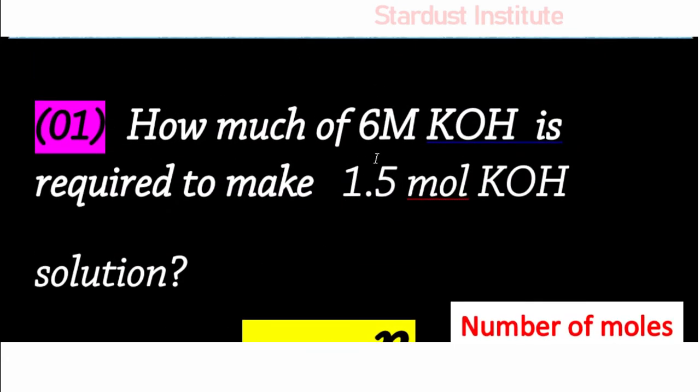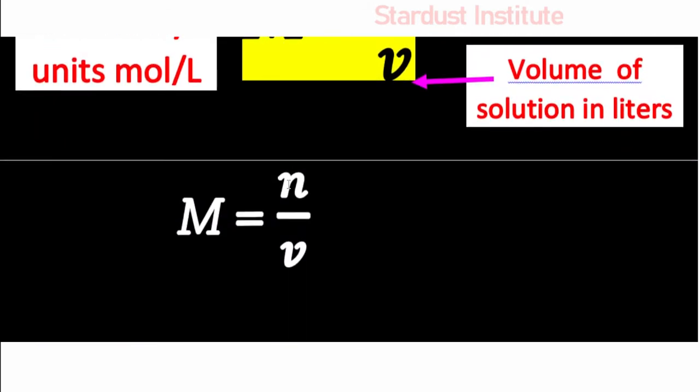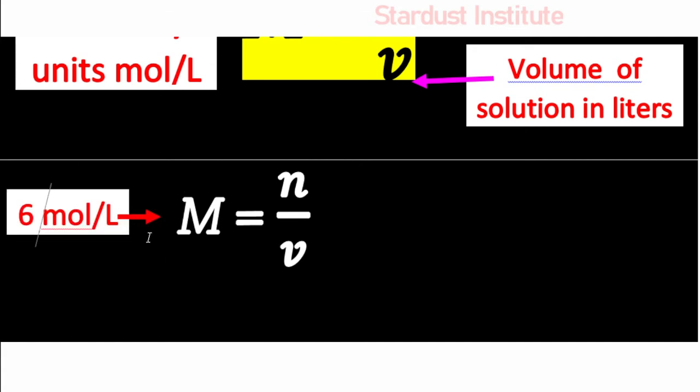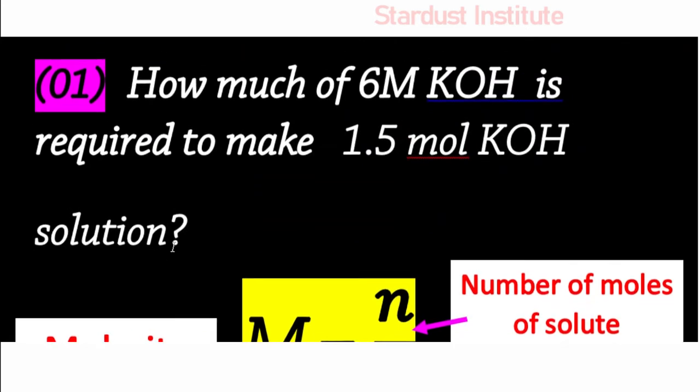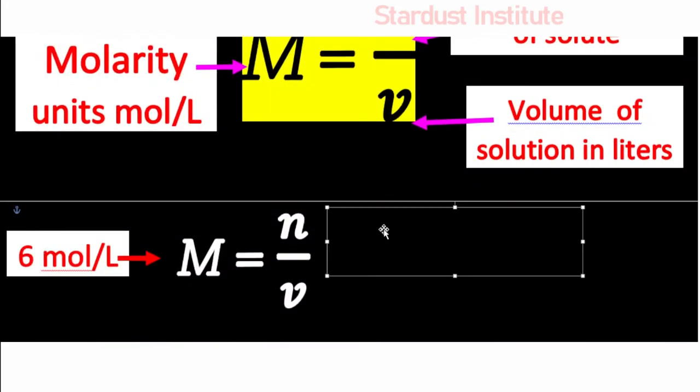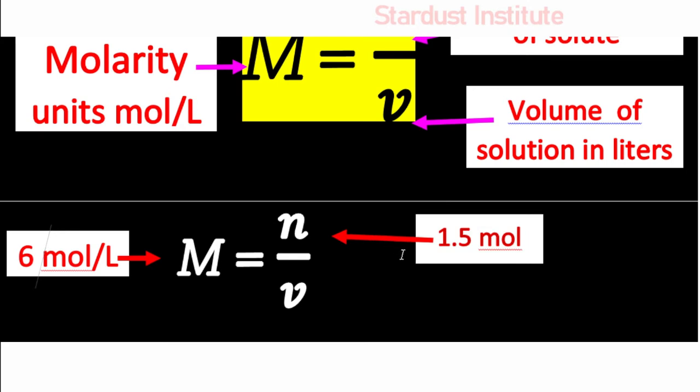Here we have been given molarity 6M, which is 6 mole per liter. The number of moles of solute is 1.5 moles. Now we know M and N. Now we have to find V.